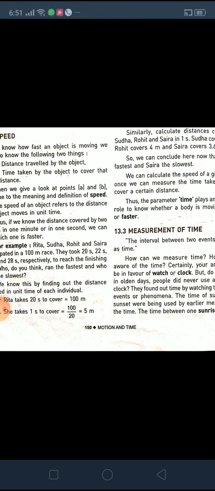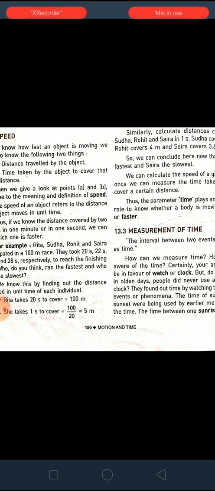But do you know, in olden days people never used a watch or clock. They found out time by watching natural events, like they used to see the sunrise, sunset. And at night time they used to see the moon, the direction of the moon, the place of the moon. In that way they used to see the time. In the same way they used to measure time by the duration between one new moon and the next new moon, meaning how many days passed in between. So they used to calculate.